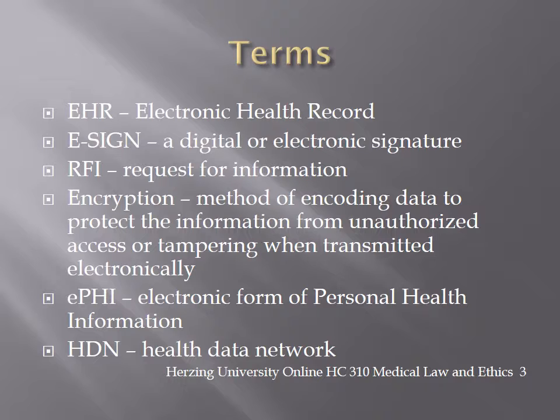Terminology. EHR is an abbreviation for Electronic Health Record. E-sign is a digital or electronic signature. RIF is a request for information. Encryption is a method of encoding data to protect the information from unauthorized access or tampering when transmitted electronically. PHI is the electronic form of personal health information or protected health information. HDN is a health data network.